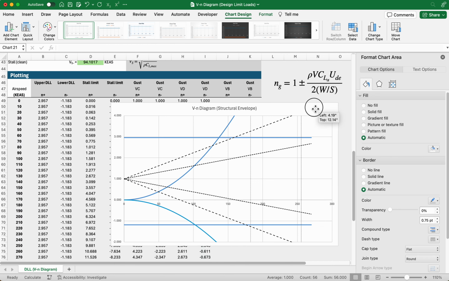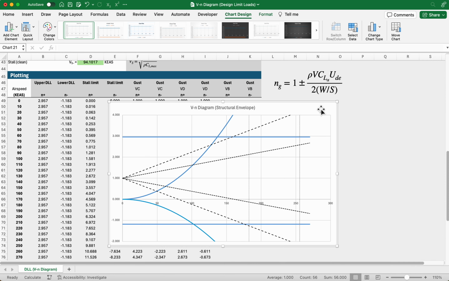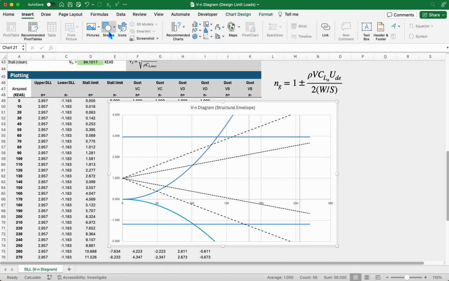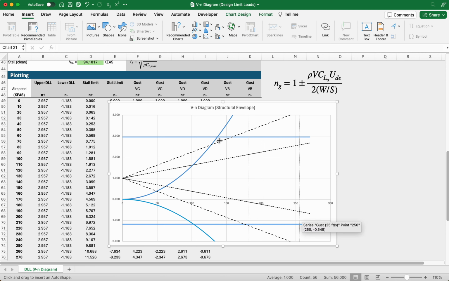And so basically from here, we can draw our structural envelope. So we can choose to just select points and plot them in Excel. That's fine. For now, I'm just going to draw in this by inserting lines, and we'll try to get some explanation as to the general shape.